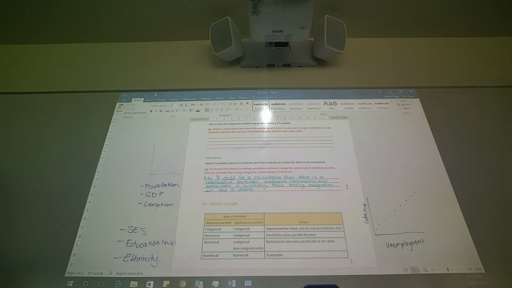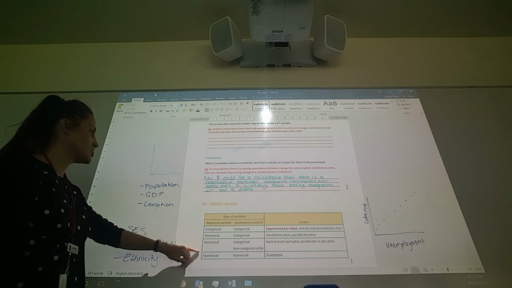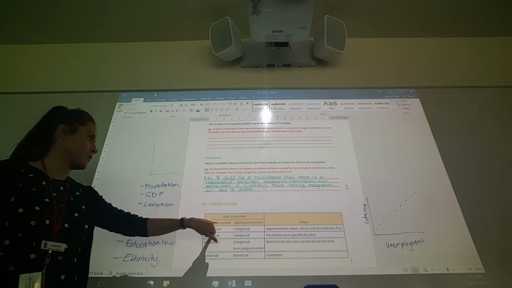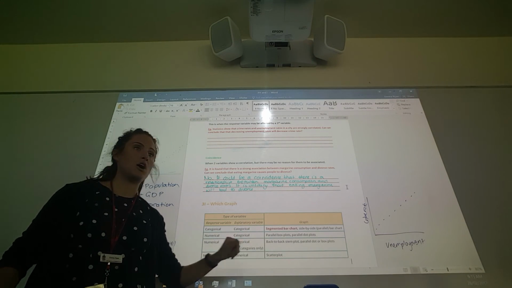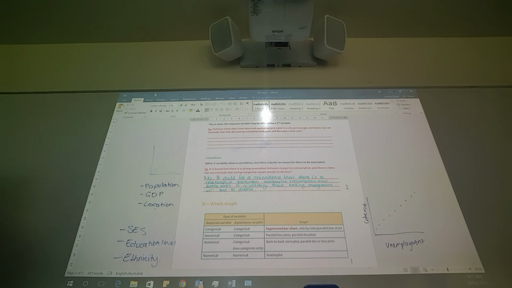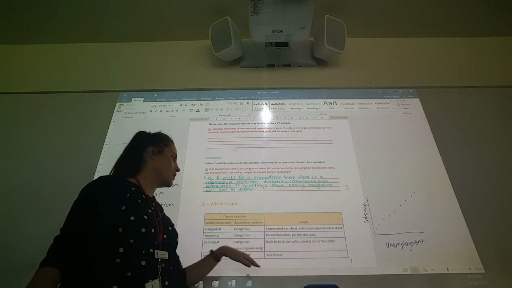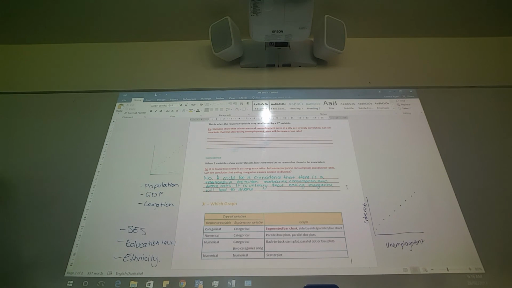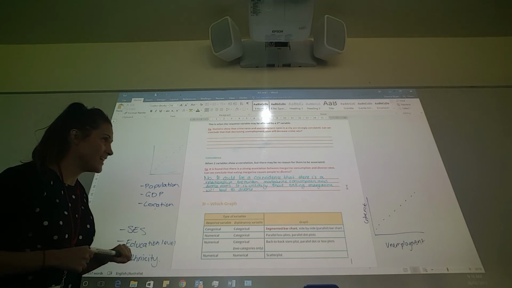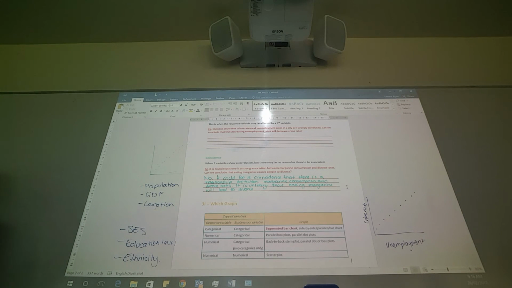All right, any questions about that? Okay, and 3I is really just about looking at the different variables we have and then what type of graph we need to construct, which we've gone over. So this is pretty much just a summary of the different graphs we've learned for this chapter, which will be handy to have in your books. Any questions about anything? No? Cool. All right.